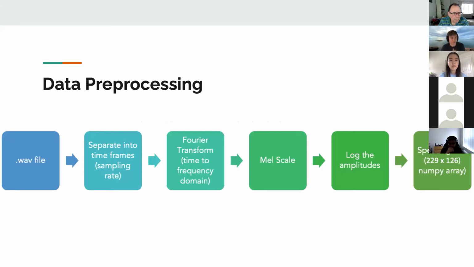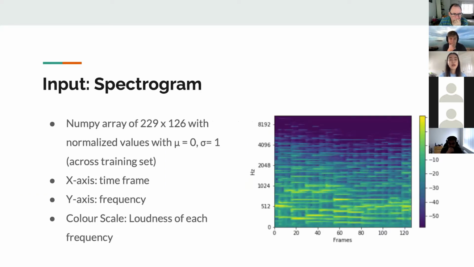In terms of pre-processing our data, we started off with a WAV file, and we went through a series of steps to generate something called a spectrogram. A spectrogram, very briefly, is just a NumPy array of 229 by 126. We got those dimensions because we chose a 4-second long input, and it has normalized values across the training set. If we look at the diagram on the right, the x-axis represents the time frames, the y-axis represents the frequency, and the color scale represents how loud that frequency was played at that point in time, and is measured in decibels.